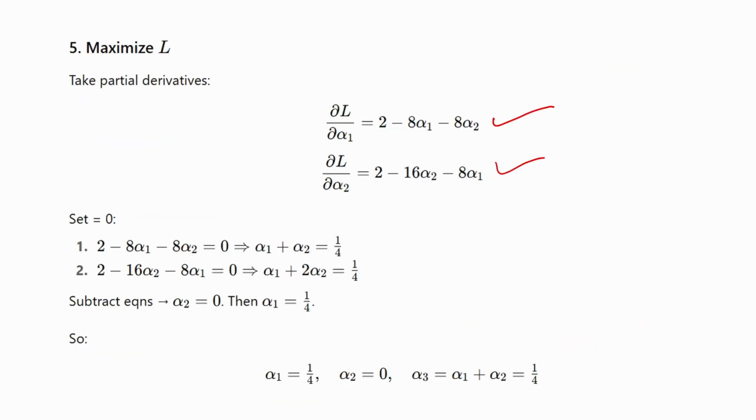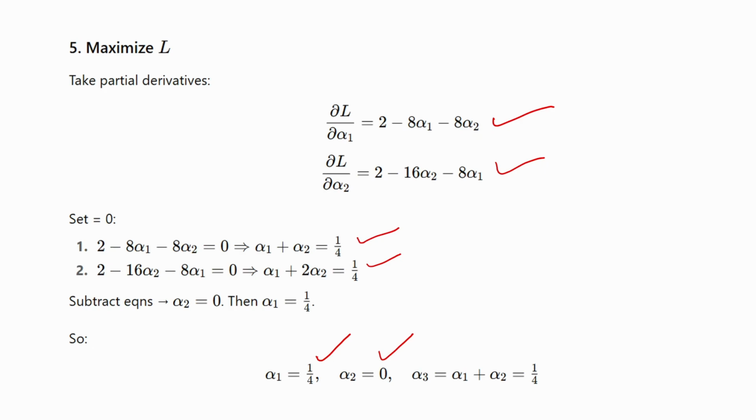Now we have to equate this to 0. So both the equations equated to 0, we'll be getting two equations. One is alpha 1 plus alpha 2 is equal to 1 by 4. And the second equation is alpha 1 plus 2 alpha 2 is equal to 1 by 4. So you got two simultaneous equations. We can solve for alpha 1 and alpha 2. So solving, we got alpha 1 is equal to 1 by 4 and alpha 2 is equal to 0.